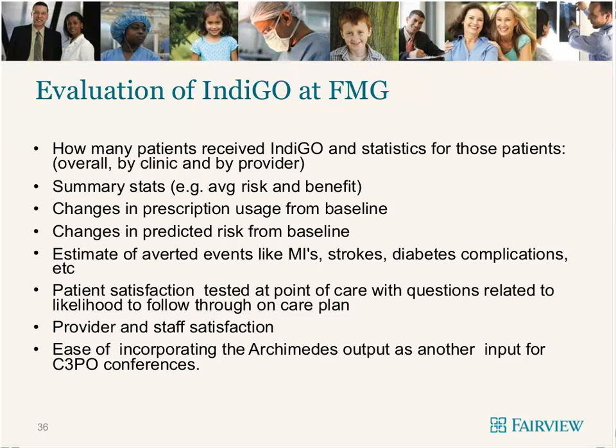And then lastly, I mentioned that we have these team-based conferences called C3PO, Chronic Care Condition Provider Overview Conferences. One of the things we're testing right now is how we can use the Archimedes output as an input for that process so that we can triage people with the greatest risk scores or the greatest benefit scores based on the various interventions, so that we're using this expensive and valuable time to reach the patients who are most vulnerable and who would have the most benefit from those interventions.